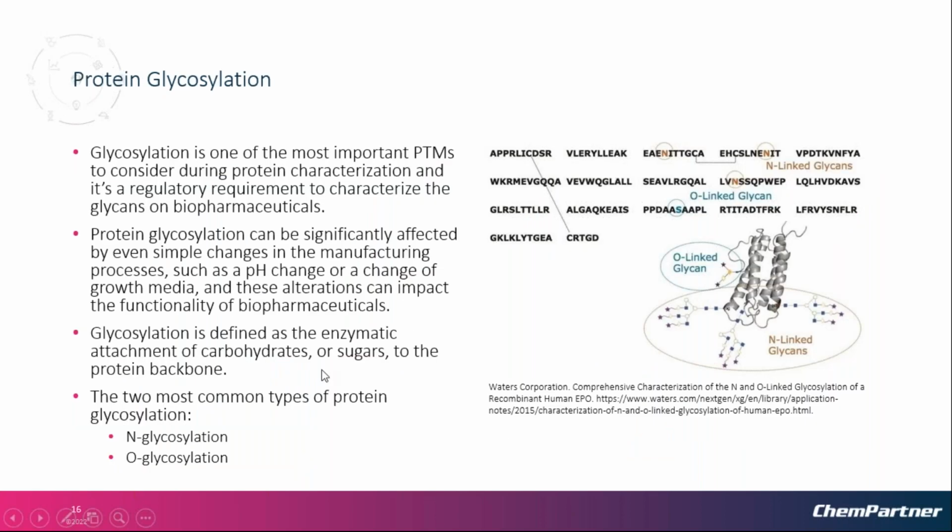For protein glycosylation, glycosylation is one of the most important PTMs to consider during protein characterization, and it's a regular requirement to characterize the glycans on biopharmaceuticals. Glycosylation is defined as the enzymatic attachment of carbohydrates or sugars to the protein backbone. The two most common types of protein glycosylation are N-glycosylation and O-glycosylation.